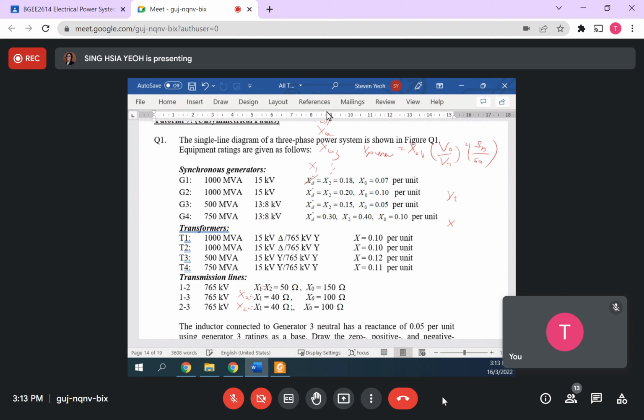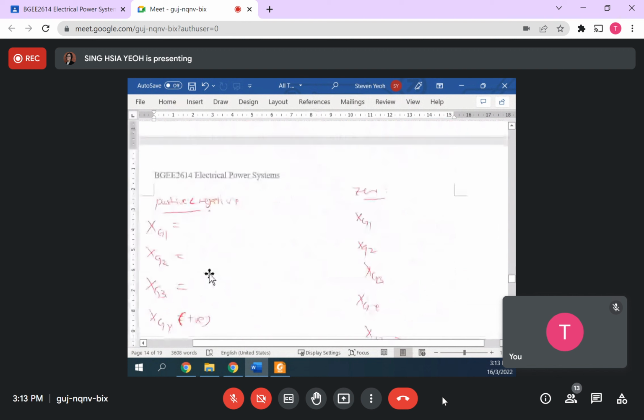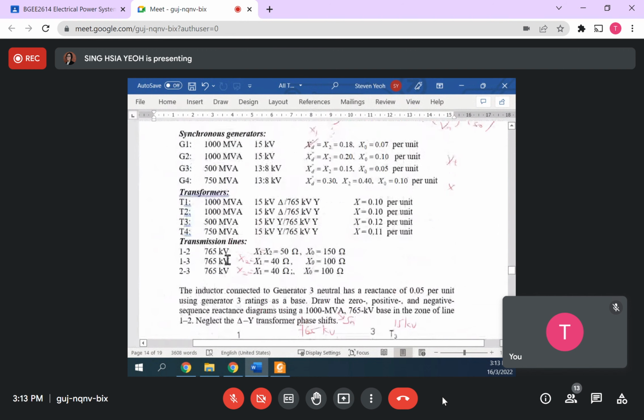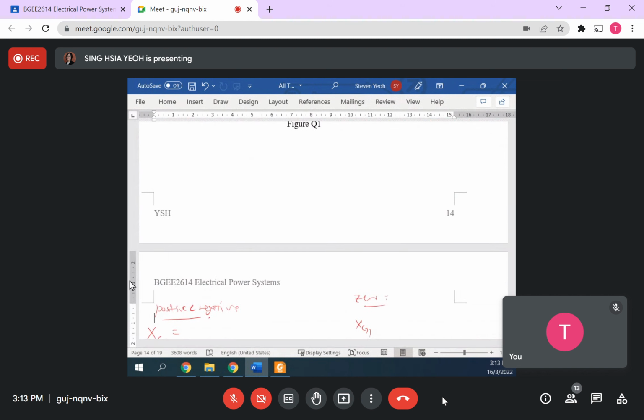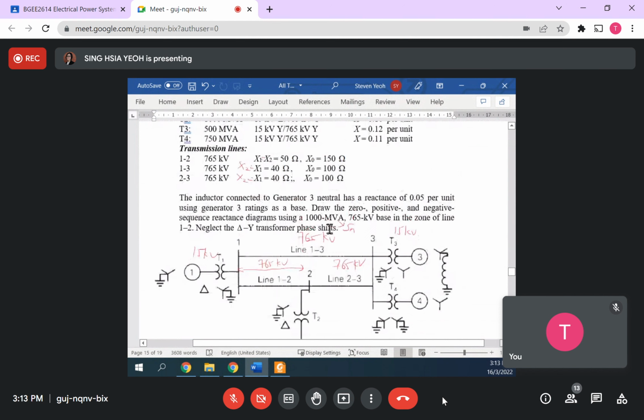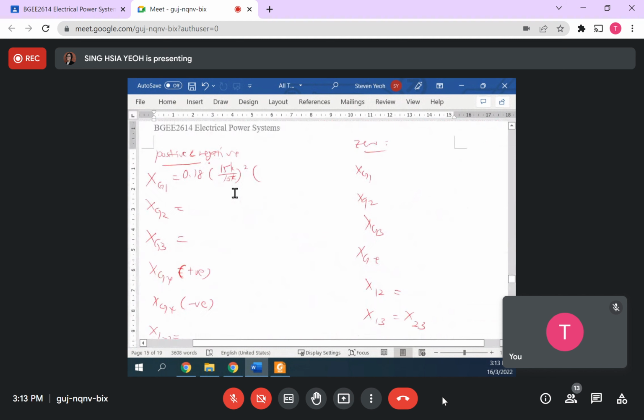X pu new equals X old times V old over V new to the power 2, times S new over S old. Okay, so for example G1, I do it for you. 15k, old 15k, new one also 15k. So what is the value for G1? G1 is 0.18. So 0.18, 15k over 15k to the power 2, then S new is 1000, S old also 1000, 1000 over 1000. So basically 0.18 jpu will be the answer.